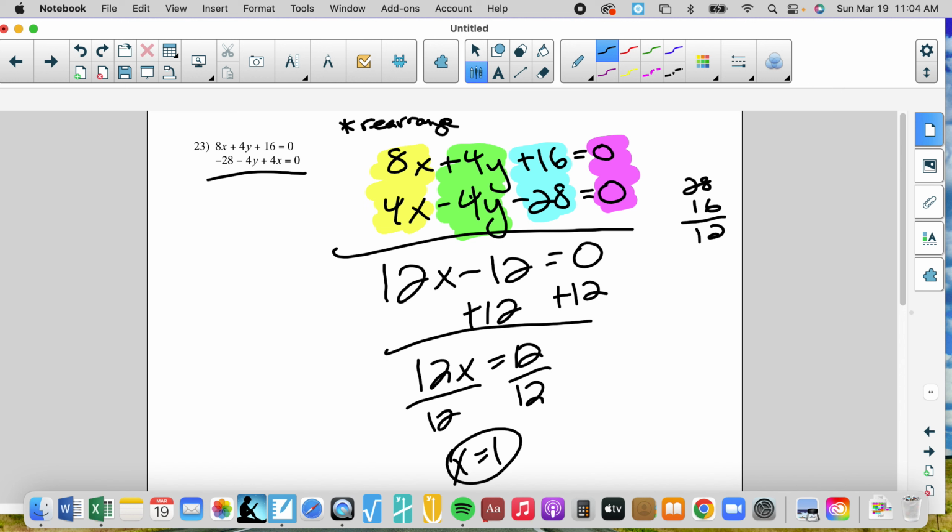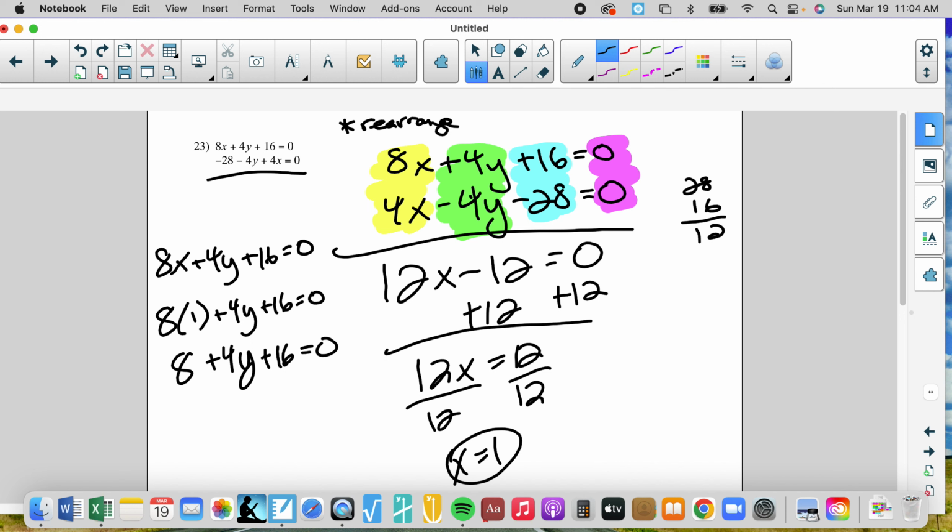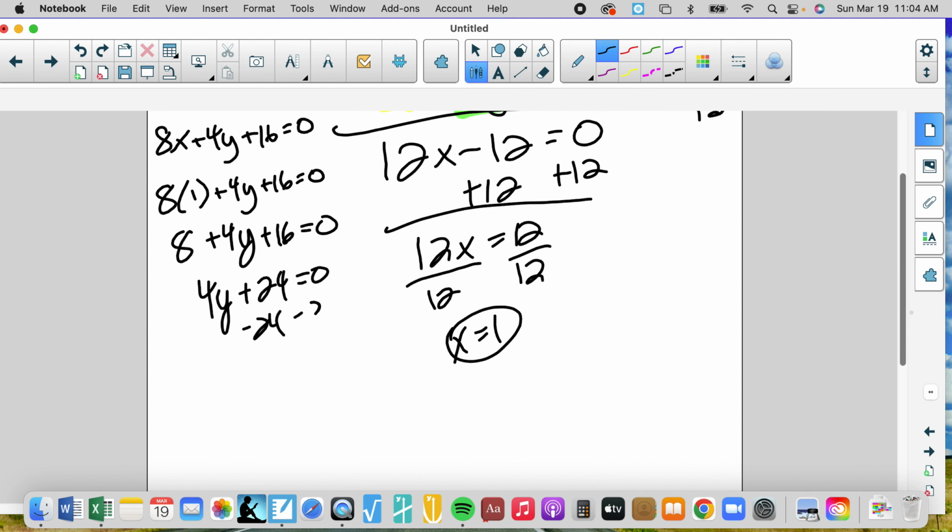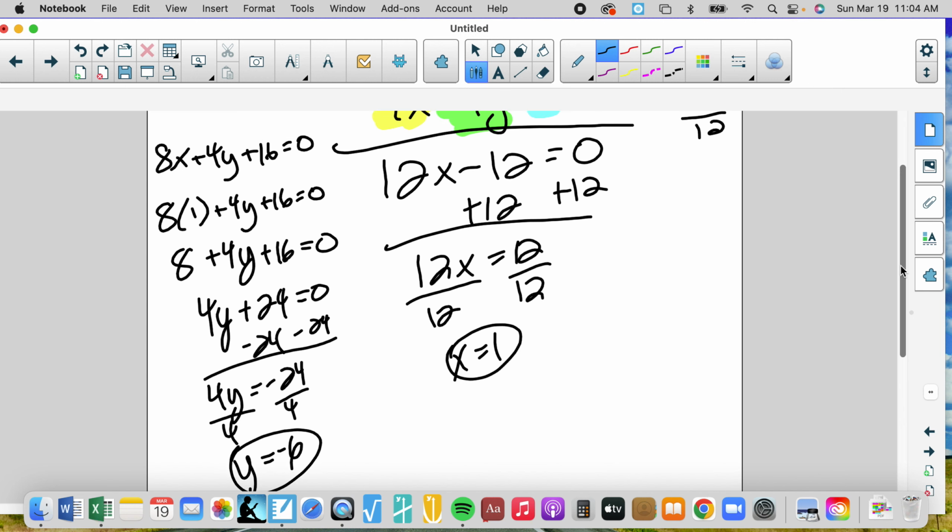Pick either equation. I'm going to pick the top one. I'm going to plug in 1 for x into that equation, which eliminates one of the variables, leaves me with just one variable, y. I'm going to simplify the left side before I start moving things. 24, and now it's a two-step equation. Subtract 24, divide by 4, y equals negative 6. So my solution is 1, negative 6.